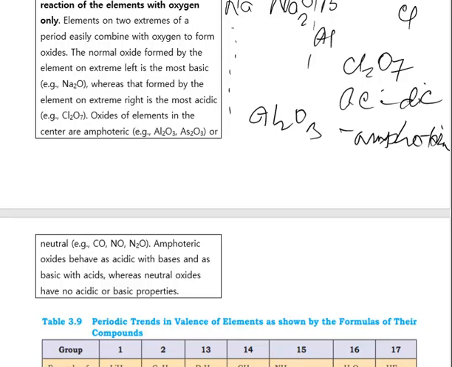Here that is given: oxides of elements in the center are amphoteric. Amphoteric oxides behave as acidic with base and as basic with acid, whereas neutral oxides have no acidic or basic character. So these important points we must learn from the periodic table.